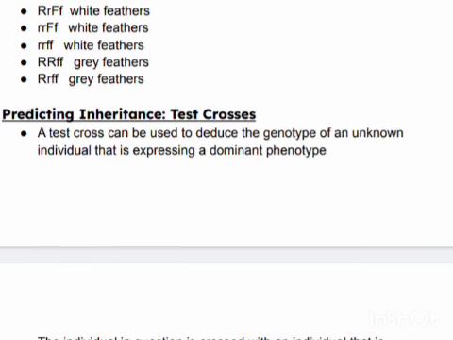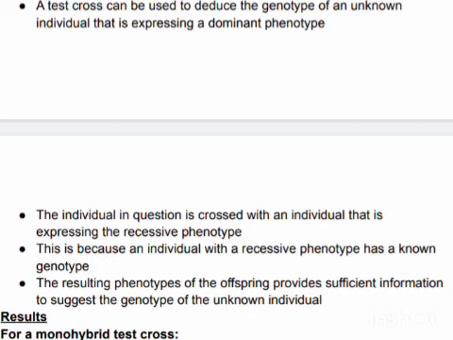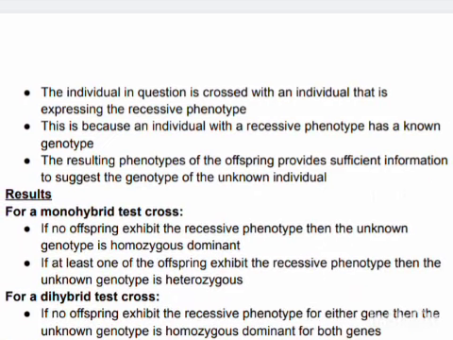Now, predicting inheritance: test crosses. A test cross can be used to deduce the genotype of an unknown individual that is expressing a dominant phenotype, and we are going to cross it with the recessive phenotype. If any offspring express the recessive phenotype, then the individual in question will have a heterozygous genotype.